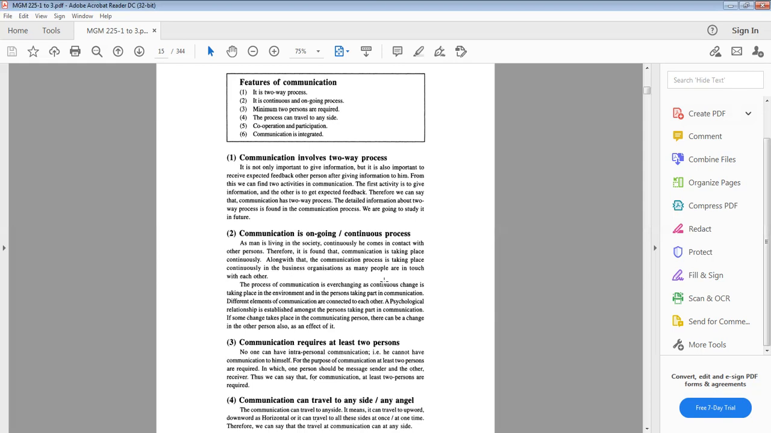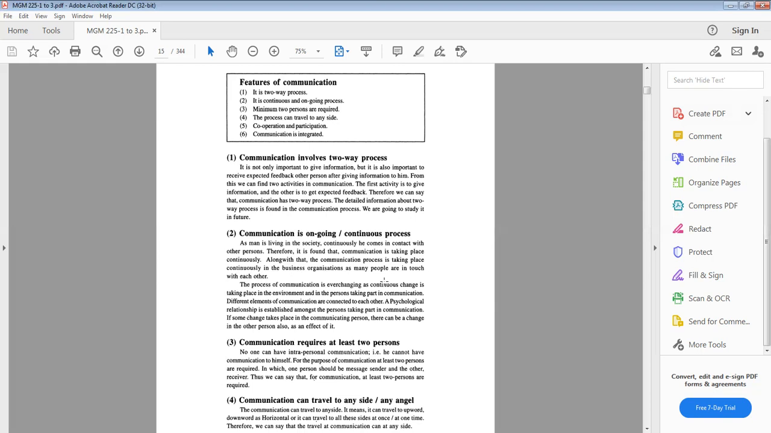Communication can travel to any side or any angle. It means it can travel upward, downward, horizontally, or to all the sides at once. Therefore, we can say that communication can travel to any side. Communication facilitates cooperation and participation. One can experience that through communication, cooperative participation is required from the other person also.